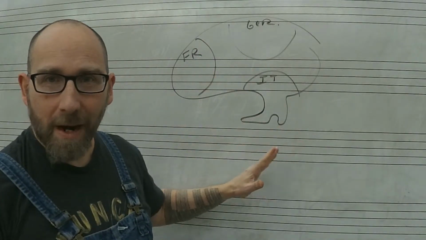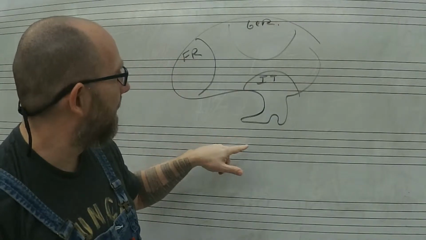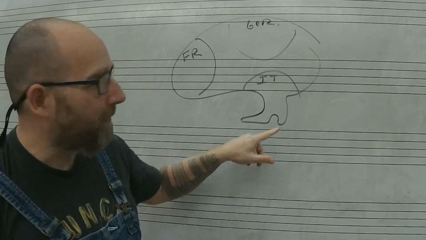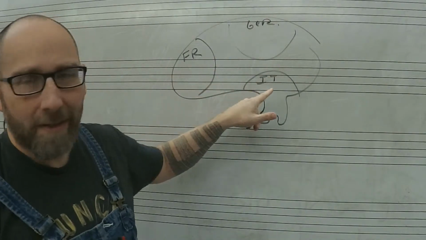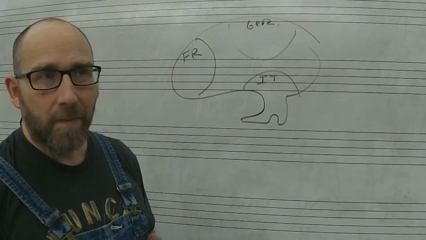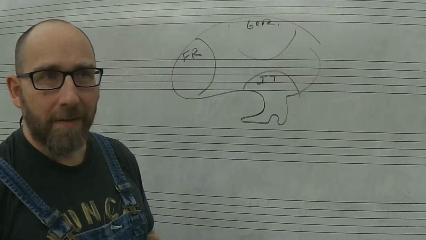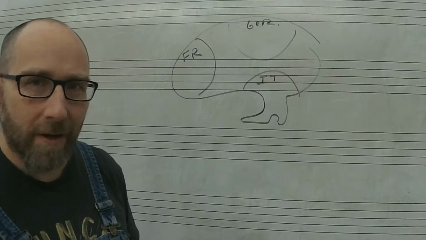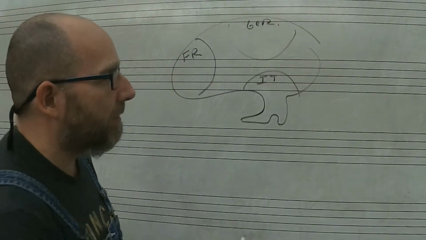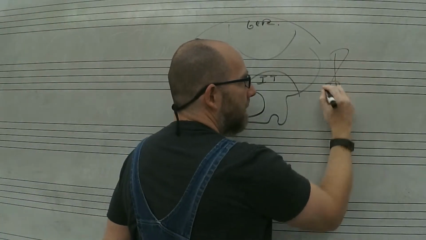Think of Europe as a map. This little mushroom-looking map is supposed to be Europe. And we have three countries highlighted here: Germany, France, and Italy. All three of these are types of augmented sixth chords that we can find. So let's talk a little bit about what the augmented sixth is.